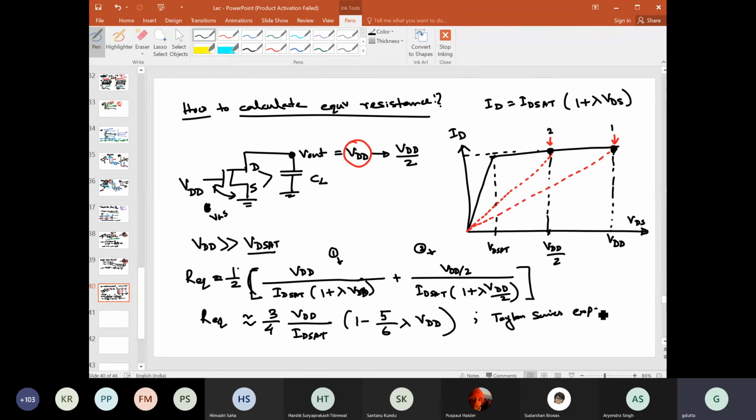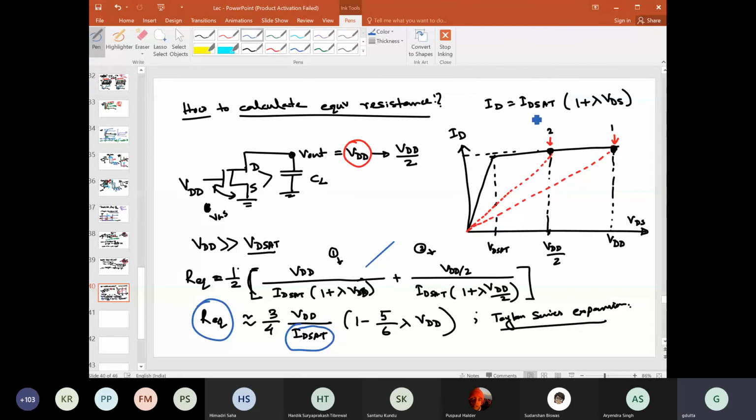Taylor series expansion. Okay, please try that, whether you are getting this expression or not. So here one thing is important: the equivalent resistance offered by this NMOS is inversely proportional to ID sat.